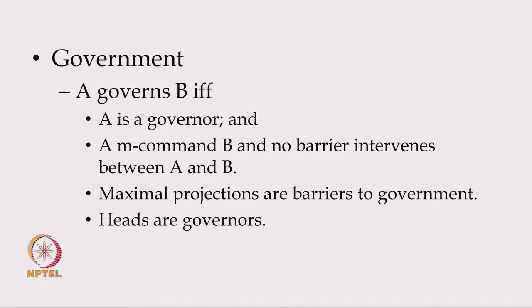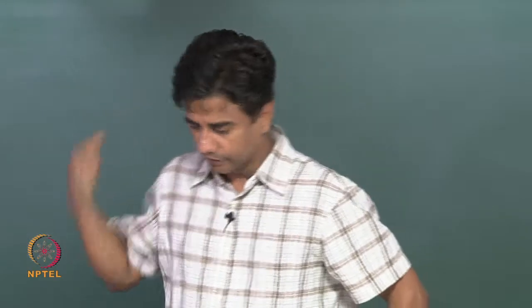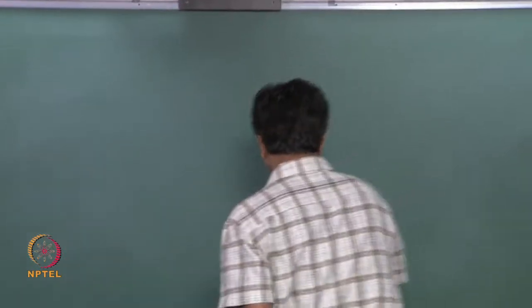Look at this definition of government. Some people were asking me about government yesterday. A governs B if and only if A is a governor, A M-commands B or C-commands B depending upon our need, and there is no barrier intervening between A and B, where maximal projections serve as barriers to government and heads are governors. Let me talk about this in a moment.